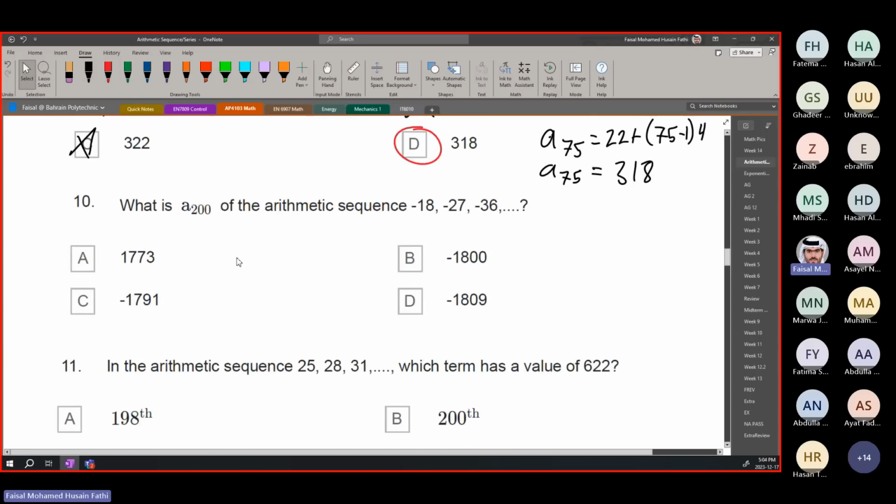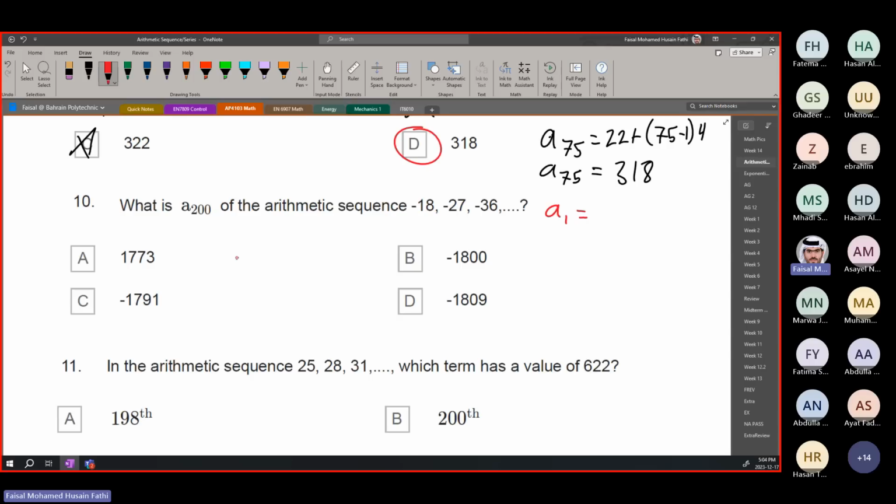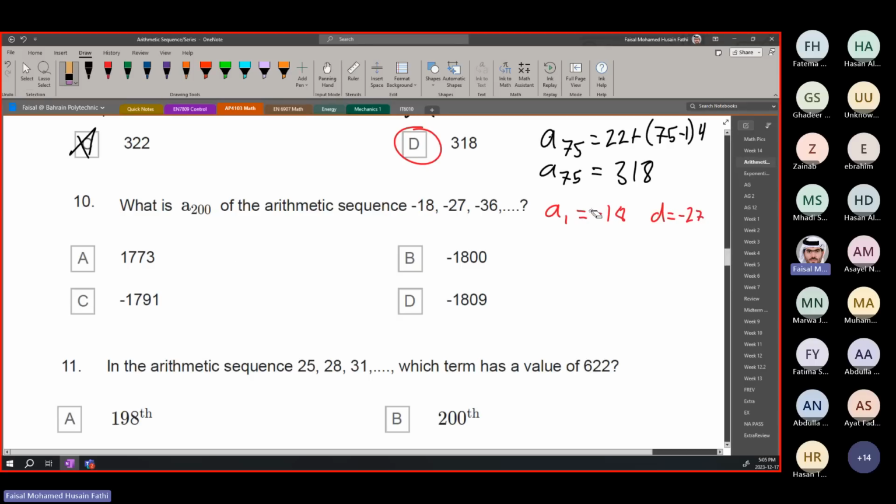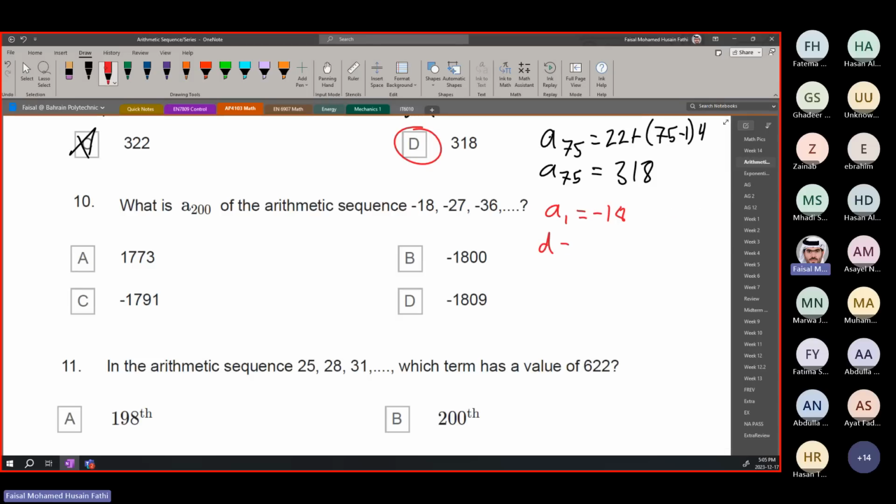Exact same concept in A200 here. I'm just going to do it very quickly. We know that A1 is minus 18. We know that the common difference is minus 27 minus 18. So this is equal to minus 27 plus 18. So the common difference is equal to minus 27 plus 18, which is minus 9.